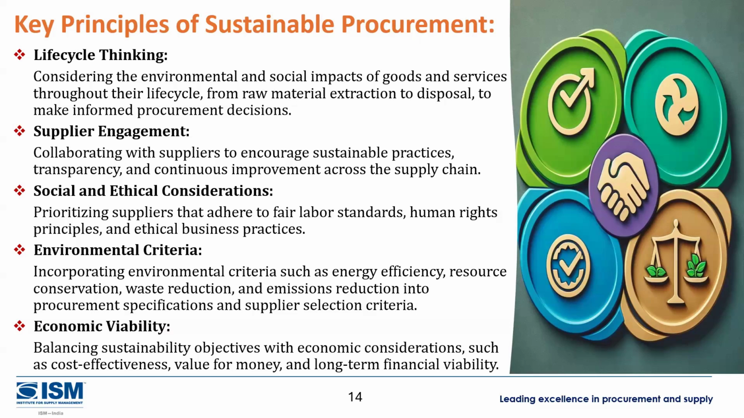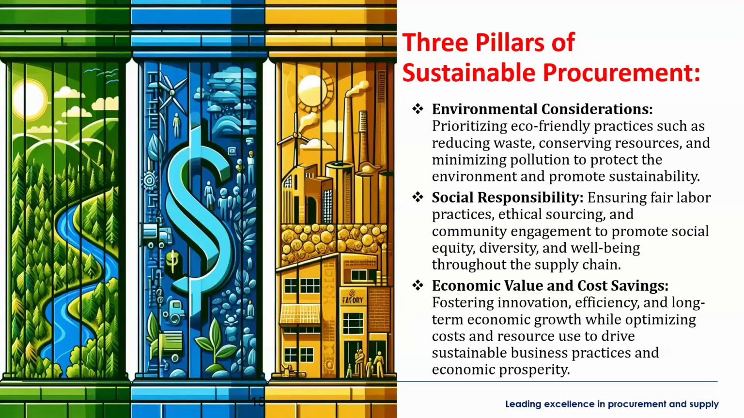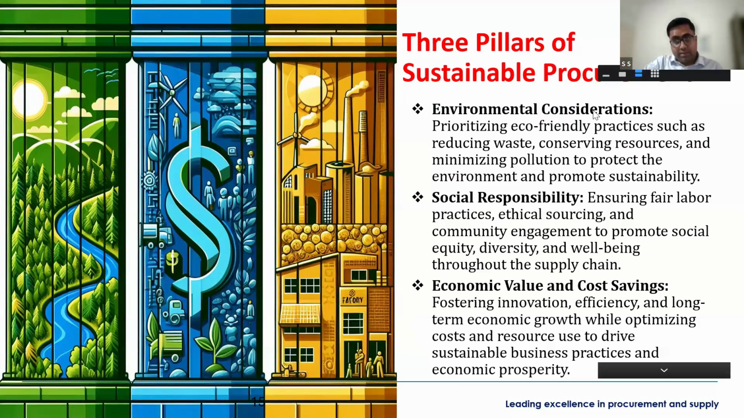So these are all examples of how the key principles of sustainable procurement are actually utilized in everyday life, and how we as professionals are utilizing it. The three most important pillars of sustainable procurement are environmental, social, and economic. We just highlighted this in our previous slides as well. Our prioritization should always be towards eco-friendly practices, reducing waste, conserving resources, and making sure we promote sustainability.